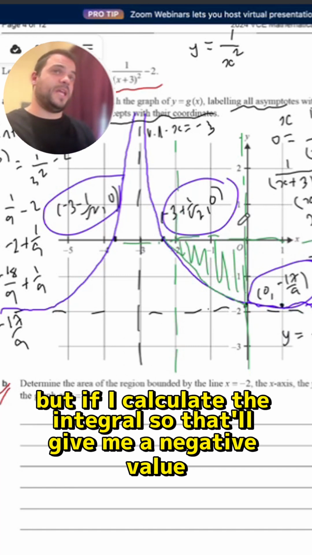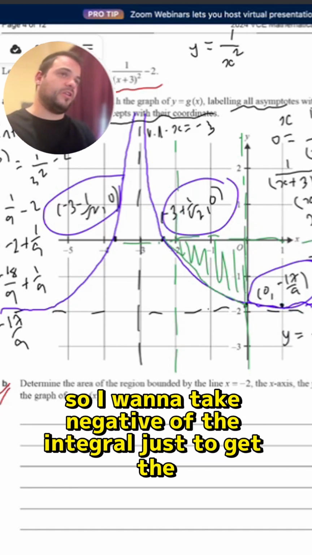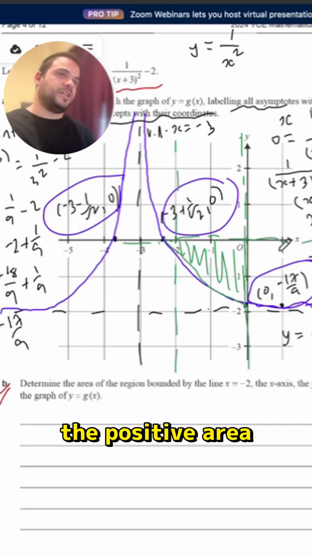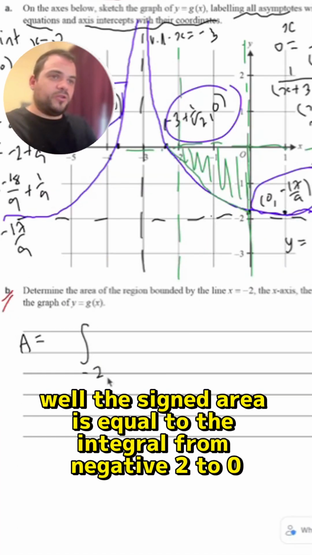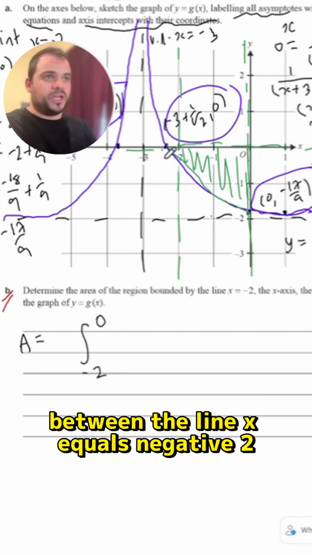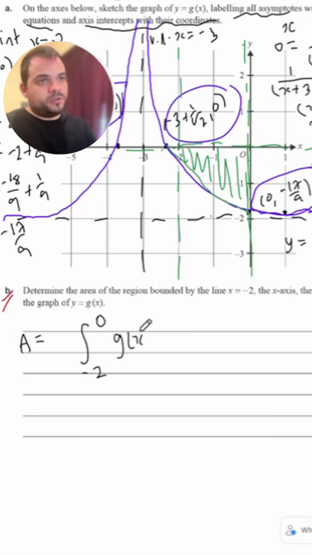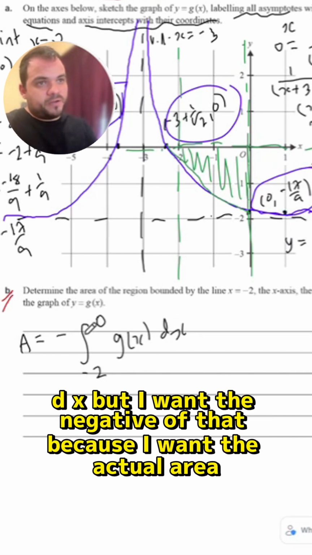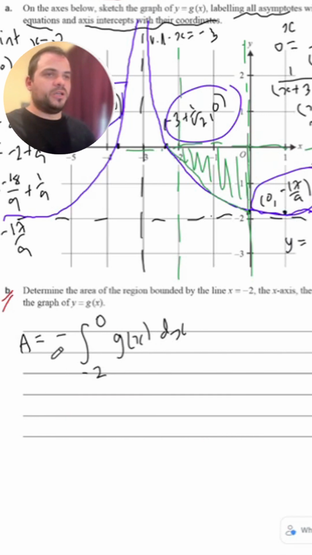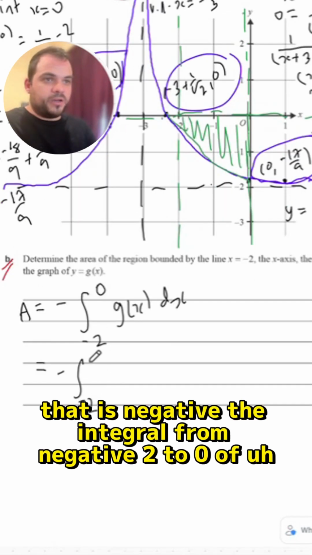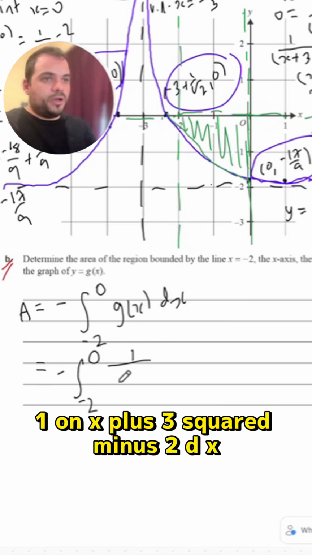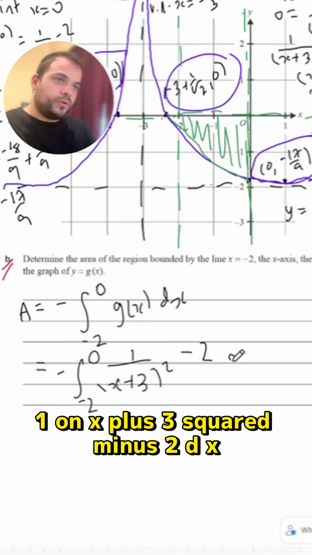I want a positive value, but if I calculate the integral, that'll give me a negative value. So I take the negative of the integral just to get the positive area. Well, the signed area is equal to the integral from -2 to 0, between the line x equals -2 and the line x equals 0, or the y-axis, of g of x dx, but I want the negative of that because I want the actual area. That is negative the integral from -2 to 0 of 1 on (x plus 3) squared minus 2 dx.